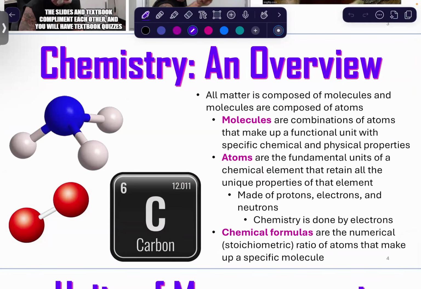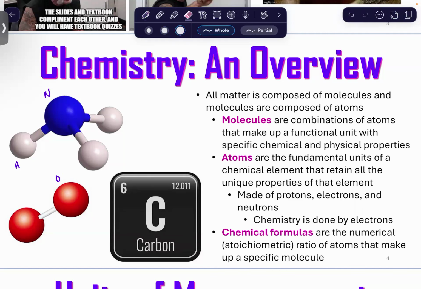We're just going to start with an overview of chemistry. So, of course, all matter is composed of molecules. Molecules are going to be your combinations of atoms. You can see some molecules over here to the left. Your atoms are going to be your individual elements from the periodic table. If you're looking at molecules, there is an international standard for colors, where your blues are going to be nitrogen, whites are hydrogen, oxygens are red. Your black atoms are carbon.